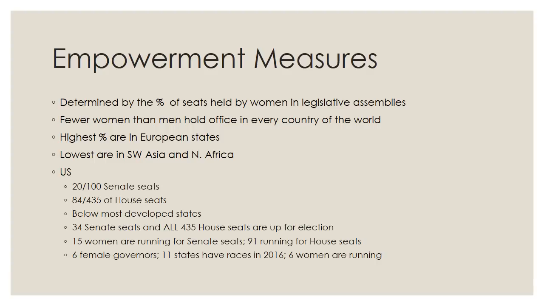In the United States, 20 out of the 100 Senate seats are held by women, and 84 out of the 435 House seats are held by women. In the election this year, 15 women are running for the 34 Senate seats that are available, and 91 women are running for the 435 House seats that are available. It's not so much that we don't vote for women. Women don't seem to run for office in the United States. You can look at the governors here. Currently, there are 6 female governors. 11 states have races in 2016, and only 6 women are running in those states. So women just don't necessarily run for office in the United States.